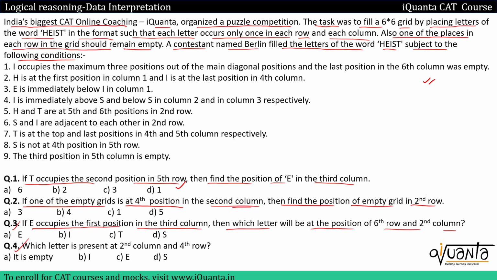And the last one is, which letter is present at second column and fourth row. For this also we need the matrix partially filled. Okay. So we'll go to the next slide. We'll draw a 6x6 matrix and then we'll start filling it using these clues.